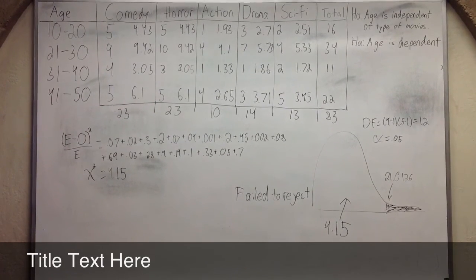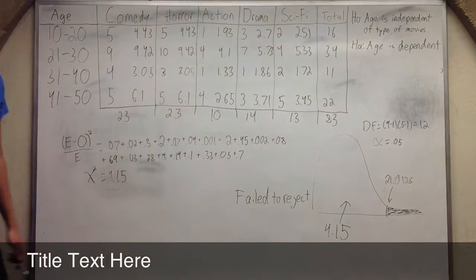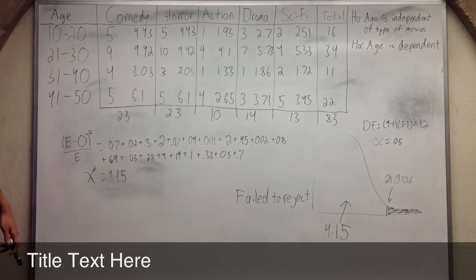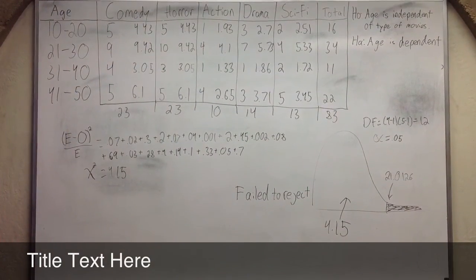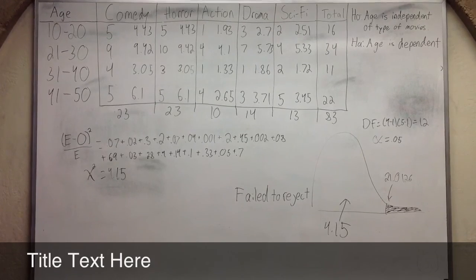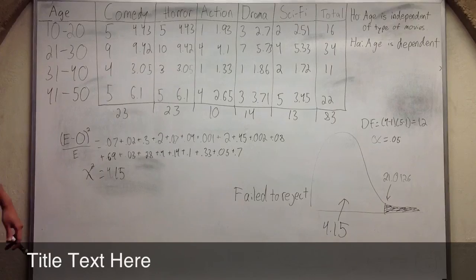After you get that, you take your degrees of freedom and your alpha, plug that into your chi-squared chart, and you end up getting 21.0126. And as you can see, 4.15 does not lie in the rejection region, so you fail to reject.